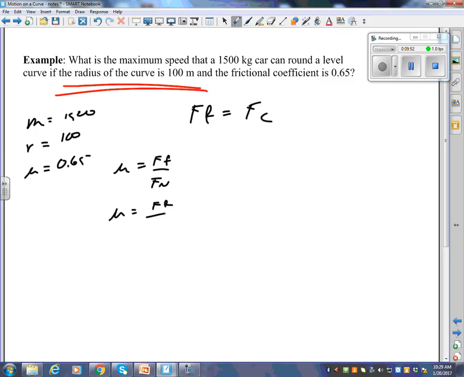So the normal force, Hannah, put it away.